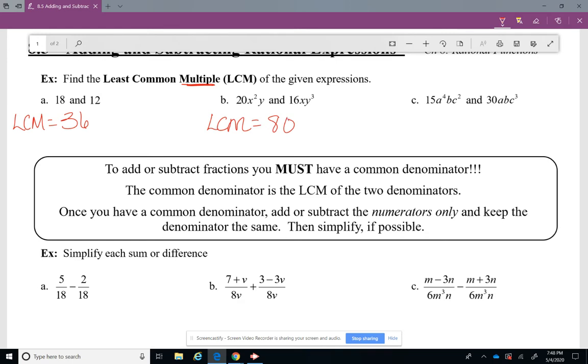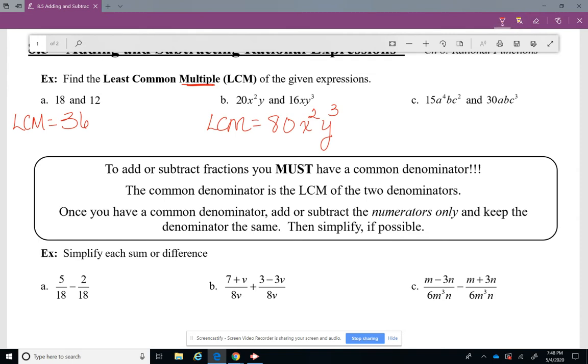Now, when you're given variables, what you want to do is circle the one that has the highest exponent. Okay? Can you divide x into x squared? You can. So that's going to be your least common multiple for the variable x. All right, now let's look at the variable y. The biggest exponent is y to the third. Can you divide y into y to the third? Yes. So the LCM of those two expressions is going to be 80x squared y cubed.